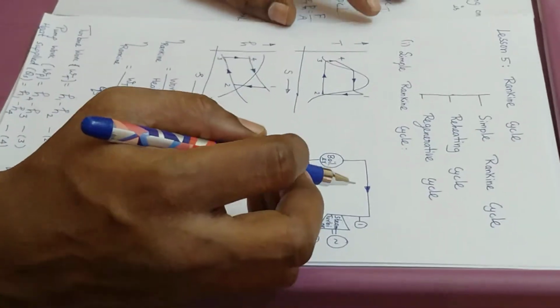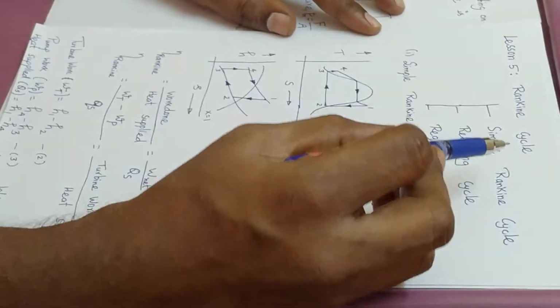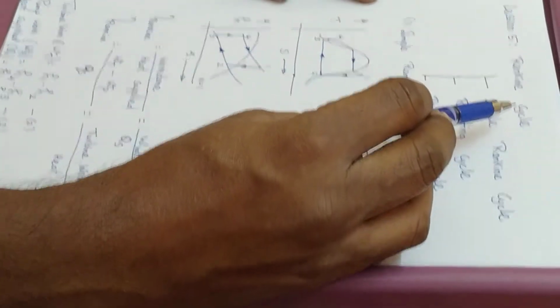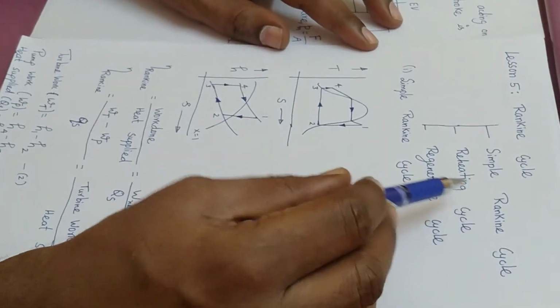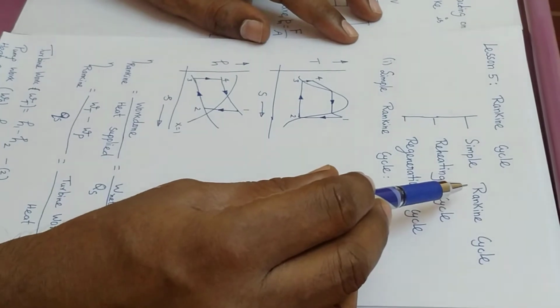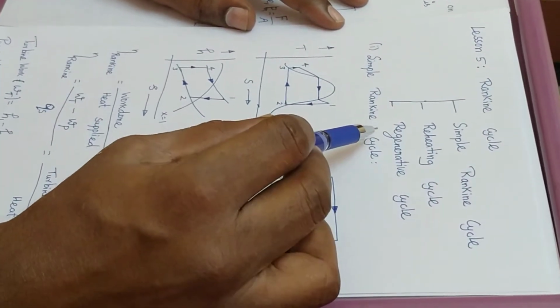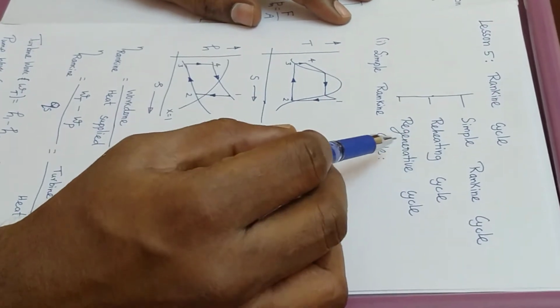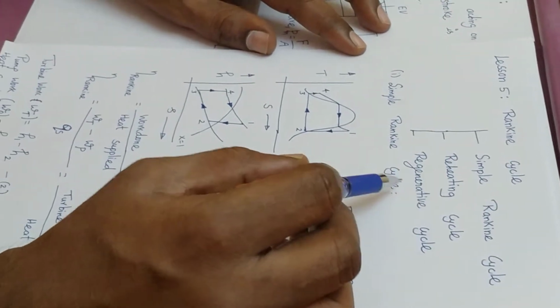Hi students, let's see lesson 5, Rankine cycle. This cycle is called Rankine cycle because of the name of the scientist who designed the cycle, Rankine. There are three types of Rankine cycles. The first is the simple Rankine cycle, the next is the reheating cycle, and the last is the regenerative cycle. The reheating and regenerative cycles are improved methods of the Rankine cycle.